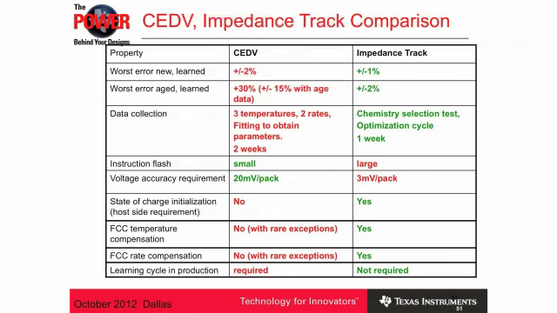So in summary, if we compare those two types of gas gauging algorithms, the red here is meant to be a con, and the green is meant to be a pro, if you will. Worst error on a new learned pack: 1% for impedance track, better than 2% for CEDV. But here's a big one, worst error for a learned, aged battery. You can get as bad with a very old battery as 30% where you're not learning the impedance throughout the life of the cells. With impedance track, you can stay within 2%.